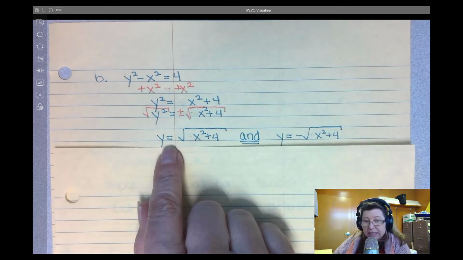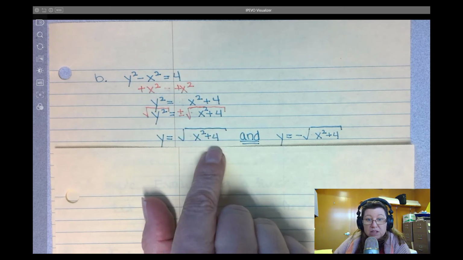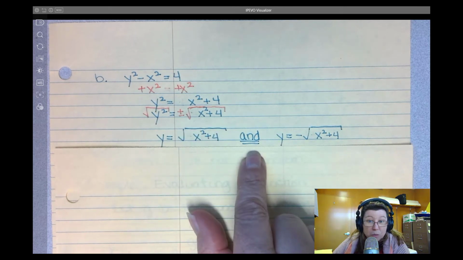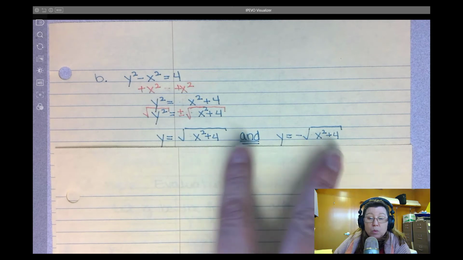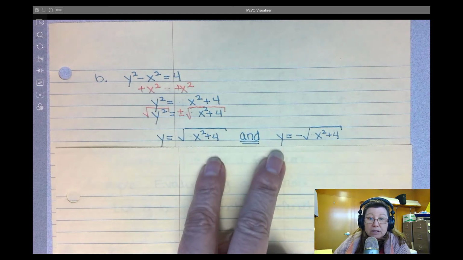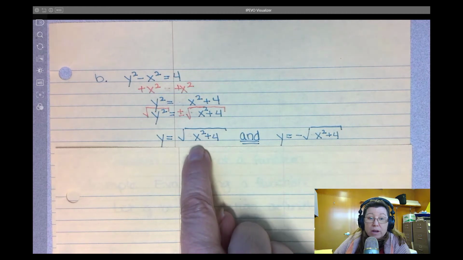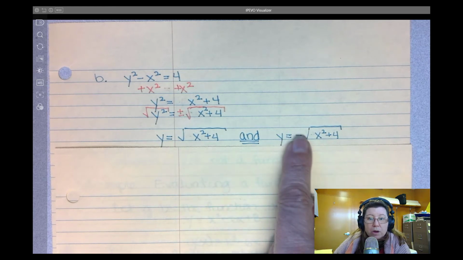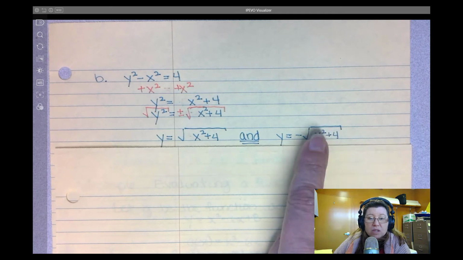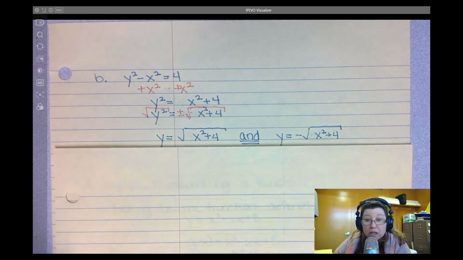And now y will equal the square root of x squared plus 4, and it will also equal the negative square root of x squared plus 4. That's two ways of inputting to get an output. Okay, so let's try 1 here. 1 squared is 1. 1 plus 4 is 5. This is the square root of 5 by putting in a 1. Put a 1 here. 1 squared is 1. 1 plus 4 is 5. This is a negative square root of 5. So by putting in one value of 1, I've got two separate outputs. That means this is not a function.